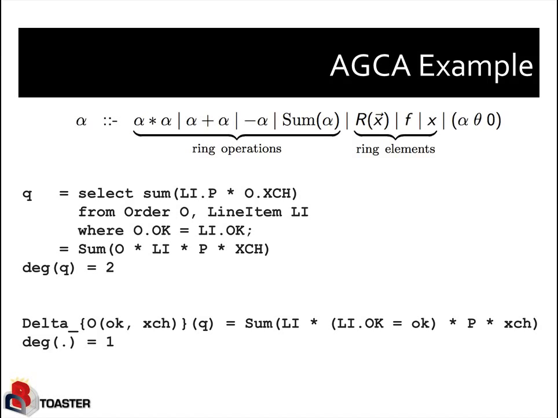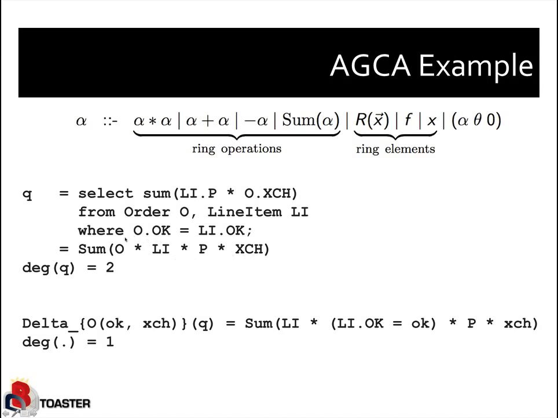I could join the orders and the line items with order key. It's a foreign key relationship. And then sum the products of the exchange rates with the prices for each of these line items. So that is a reasonable query. It's an aggregate query. In our calculus, we can express this by the following term.